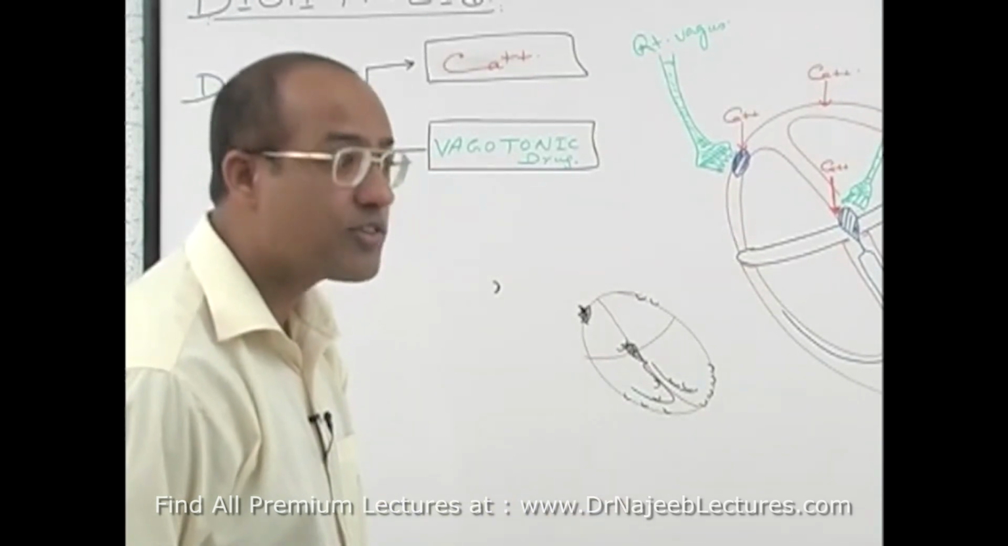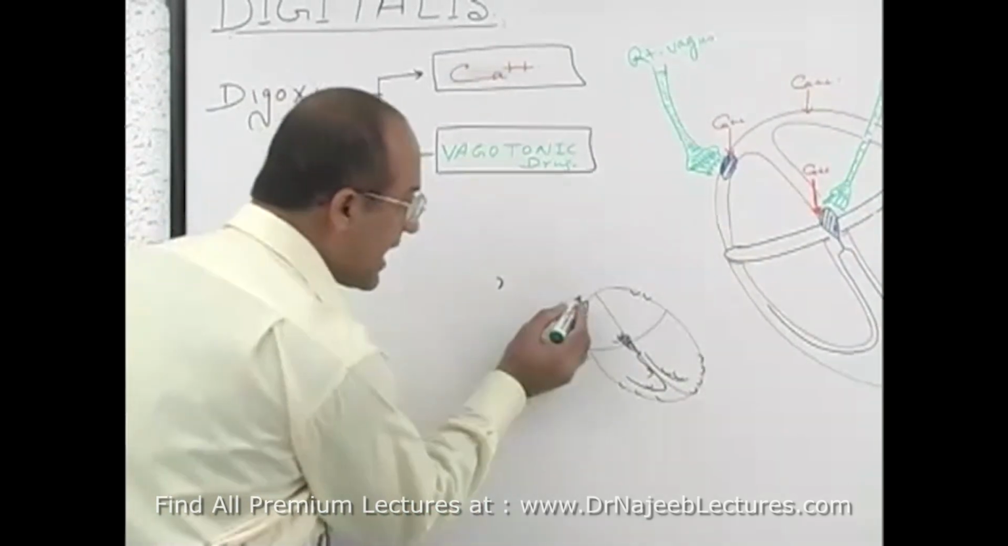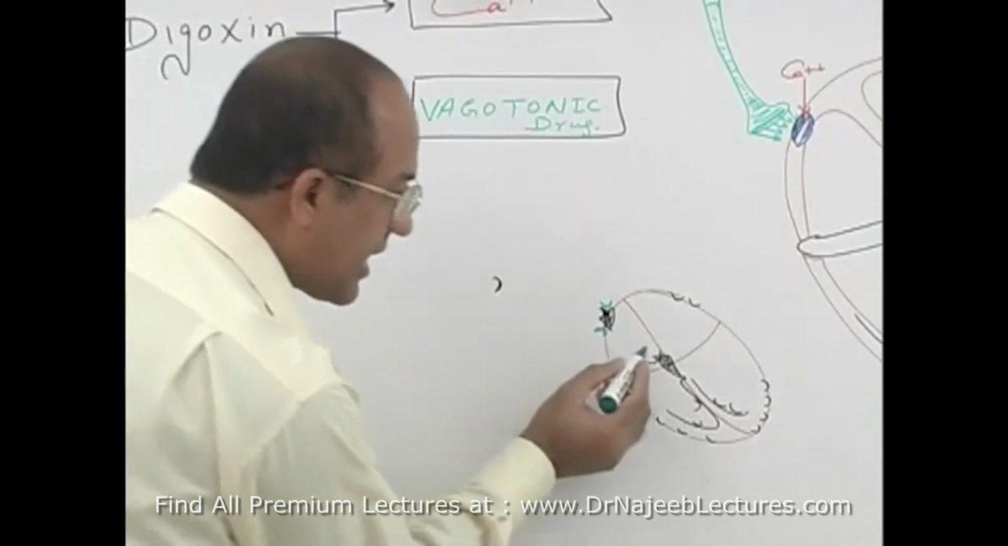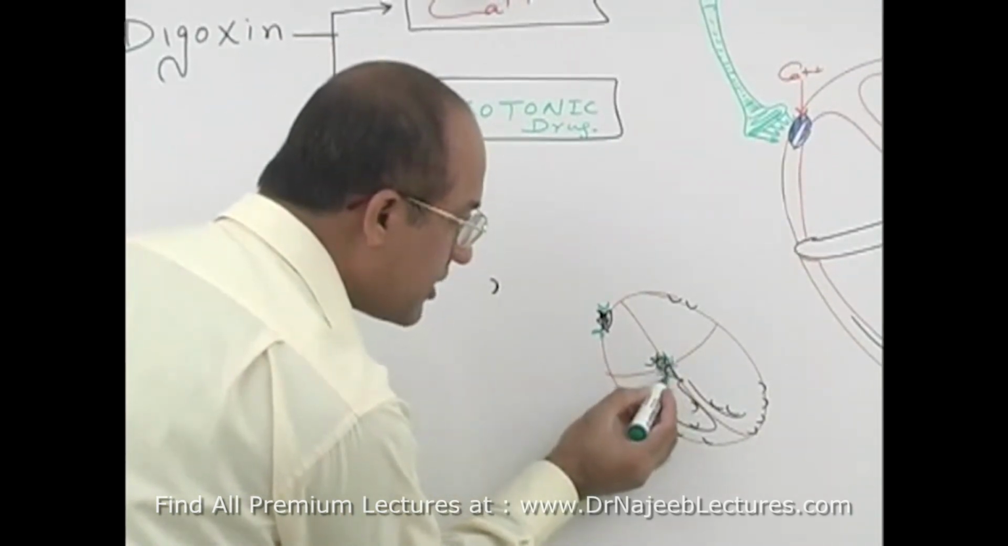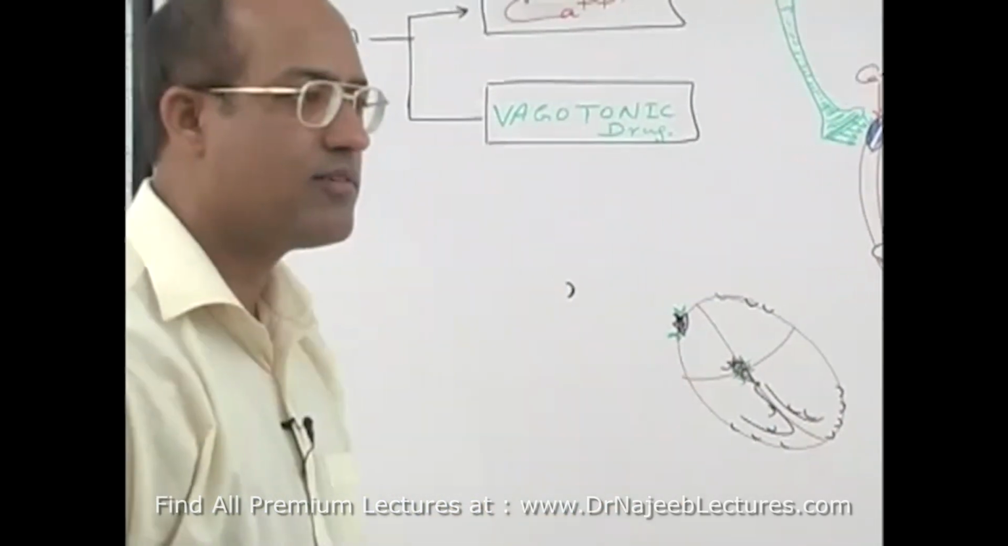But this is the action of the sympathetic nervous system. But the parasympathetic nervous system has action on the SA node. It has receptors on the SA node. It has receptors on the AV node. Very few receptors on the atria, and almost no receptors on the ventricle.